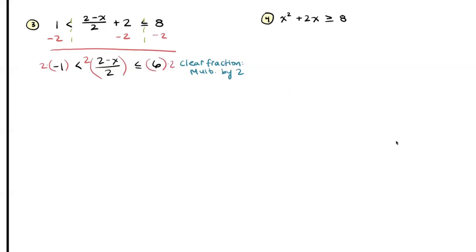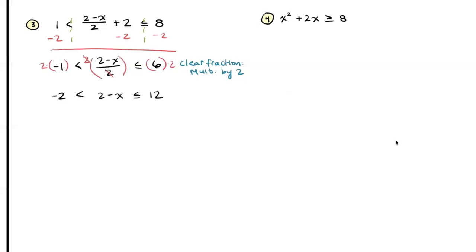Now on the left side, we've got 2 times -1, so that's -2. The directions of the inequality stay the same because 2 is a positive number. Then we've got 2 multiplied and then divided by 2. That's essentially like you did nothing, right? They divide to give you 1. And so in the center, what we have here is 2 minus x. And on the right side, we've got 6 times 2, which is 12. All right, this looks better.